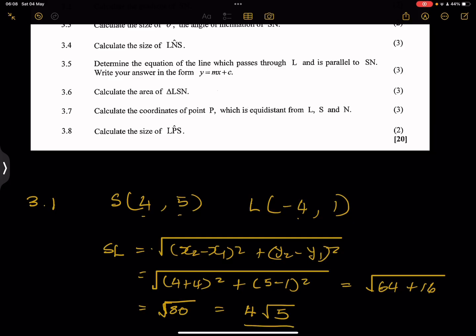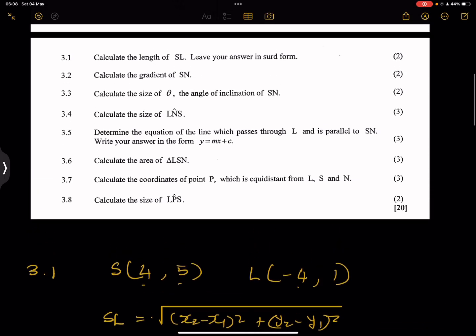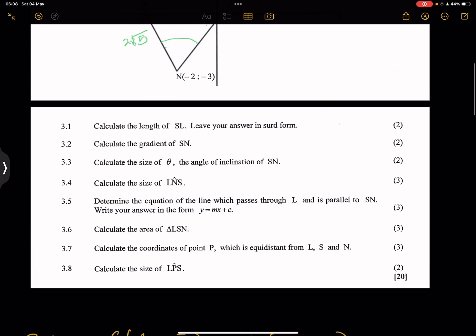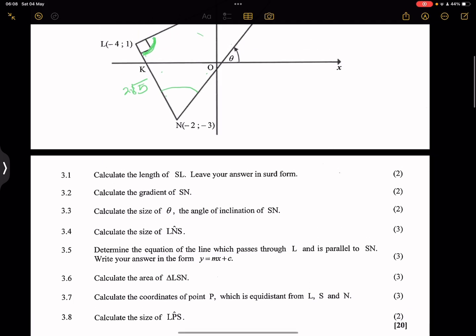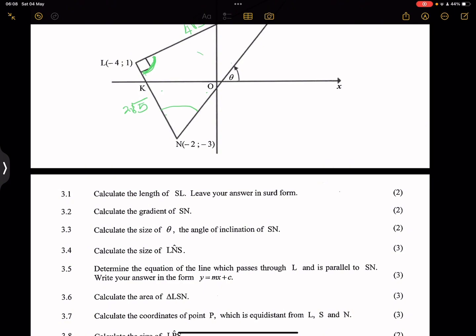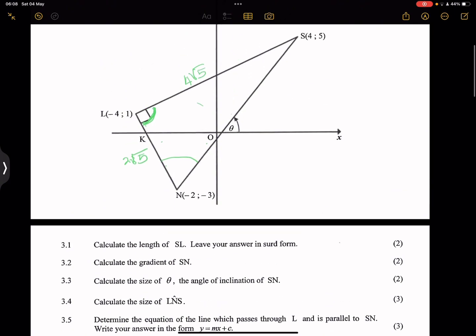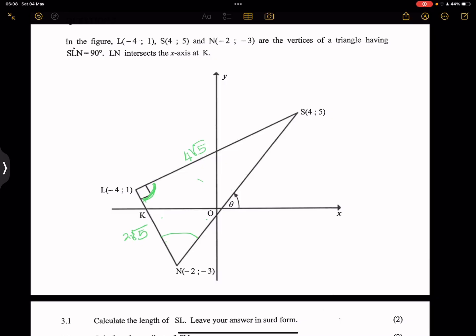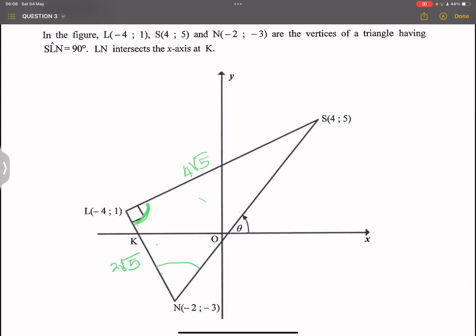They say calculate the coordinates of P, which is equidistant from L, S, and N. Right, so now I want you to note, we're looking for P, right? And they say it is equidistant from L, from S, and N.